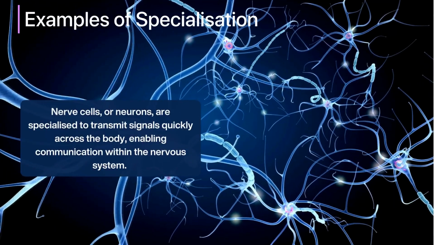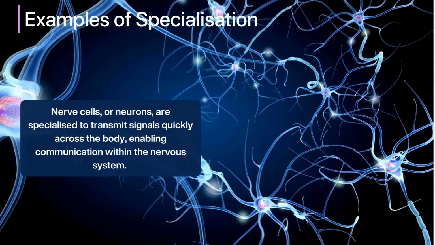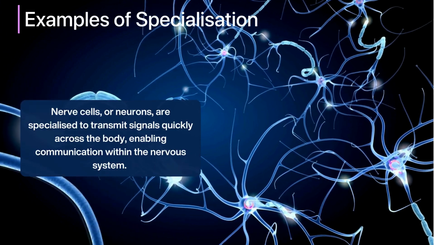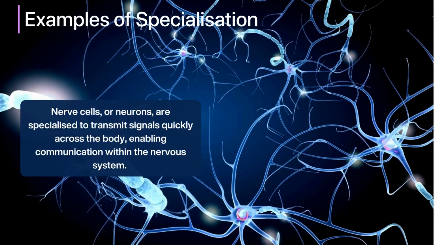Let's take a look at a second example of a specialized cell. Nerve cells, or neurons, are specialized to transmit signals quickly across the body, enabling communication within the nervous system. They have numerous adaptations to enable them to fulfill this function.